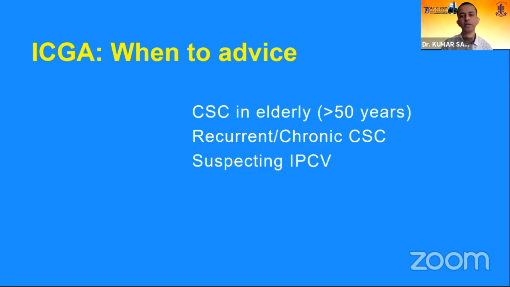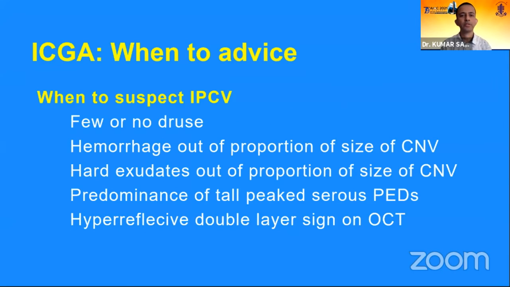And whenever we are suspecting IPCV, then we have to rule that out by doing an ICGA. So when we have reached a stage where we are suspecting IPCV, we need to know that in a patient with distorted vision, when we suspect CNVM and when we suspect an IPCV. So if a patient with distorted vision has something looking like a CNVM, and we still consider that it may not be a CNVM, it may be IPCV, then we need to look for these signs.